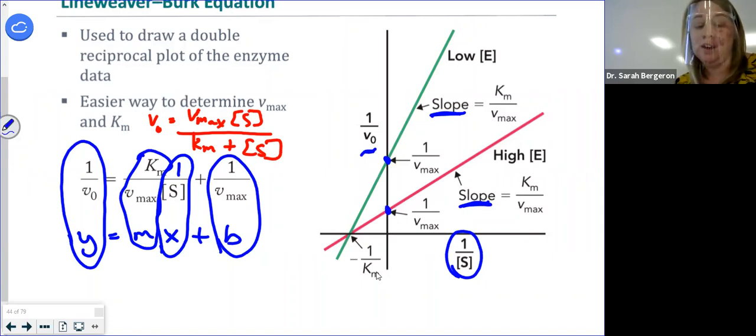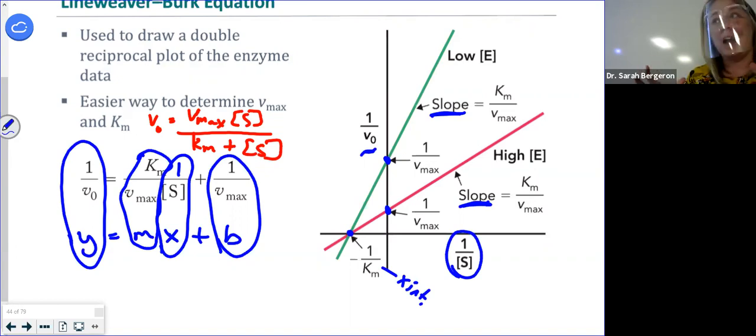Km is really cool because Km is going to be your x-intercept. 1 over negative Km ends up being your x-intercept. So I can look at y-intercept, x-intercept, and slope and get lots of information from this. So Lineweaver Burke is probably the preferred method of data analysis. You actually look at your results.